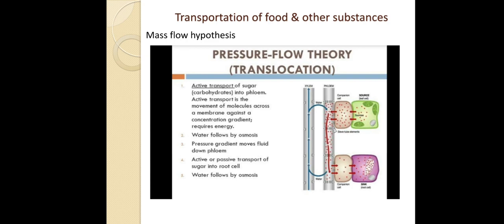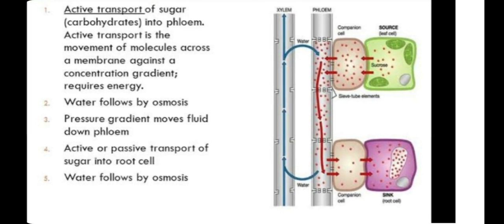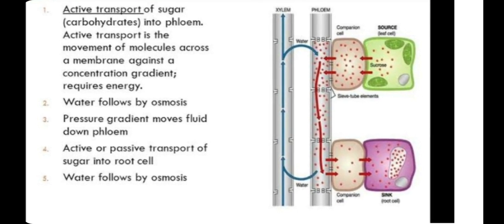As I told you earlier, transportation of food takes place through the tissue that is called phloem. In this, one very important theory is there, that is called mass flow hypothesis, or you can also call it pressure flow theory. Now listen to this very carefully. What is happening here? If you look at the diagram carefully, you have two long tubes. One is the xylem and the next is the phloem. Xylem transports water, phloem transports food.